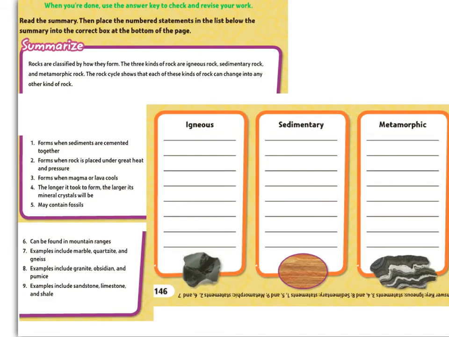We've reached the end of this lesson. You know now that rocks are classified by how they form. The 3 types of rock are igneous, sedimentary, and metamorphic rock. And the rock cycle is a diagram that can show how each of these rocks change into another kind of rock. Look at those statements.